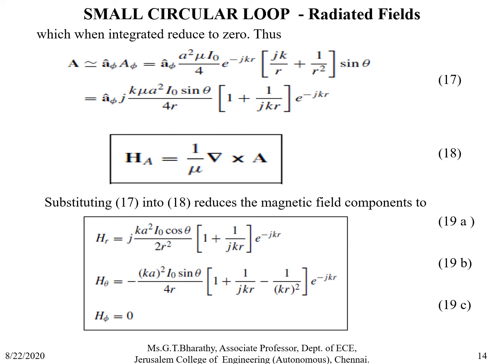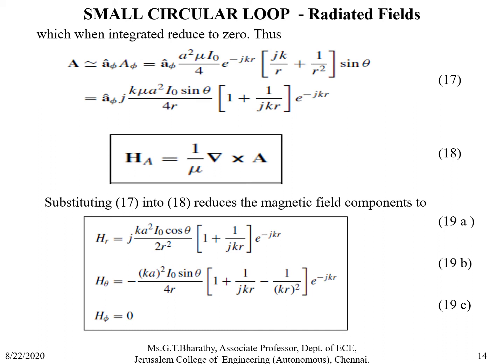So we have completed the first part of the derivation, where we have got the expression for the electric vector potential capital A. Now the second step is, from this capital A we have to find the H and E, the magnetic field and the electric field. So what is the expression relating the magnetic field and the electric vector potential capital A? We already know H suffix A is equal to 1 by mu into del cross A.